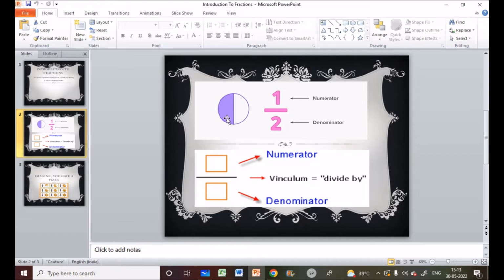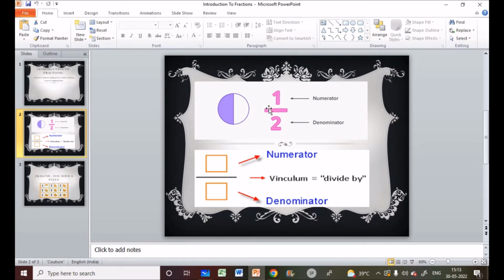Now I have taken a circle here and divided it into two parts and one is shaded. So first I have to draw a line here, which is called the vinculum, which is equal to divide by. I hope you know what division is, and if you don't know, then you can ask me in the comments, and I will make a video on it also. So 1 by 2.